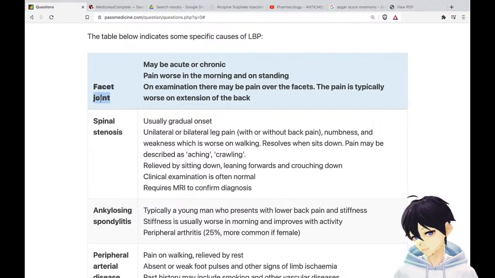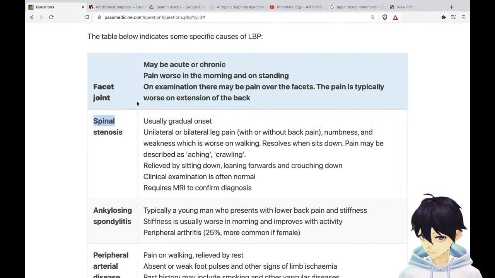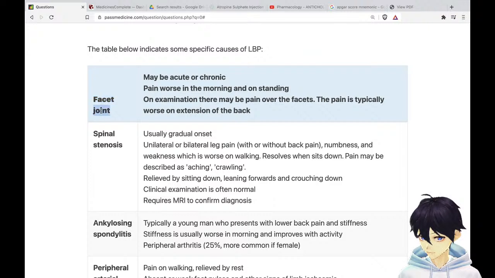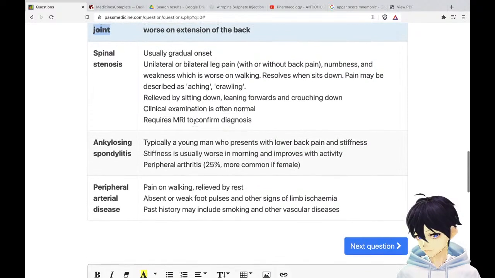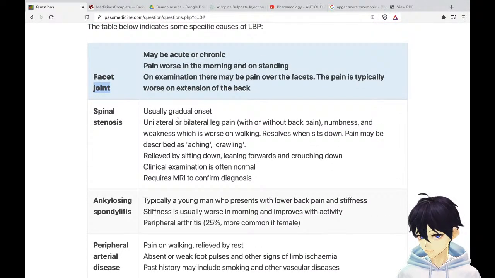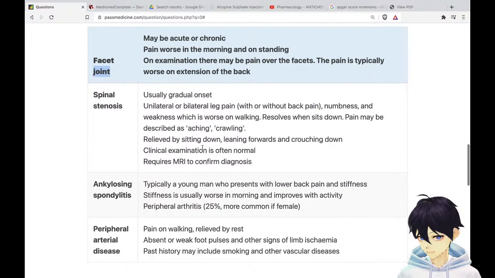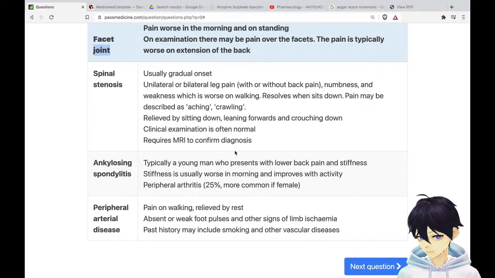The table below indicates some specific causes of lower back pain. You have the facet joint. Facet joint may be acute or chronic, pain worse in the morning and on standing. On examination, there may be pain over the facets. The pain is typically worse on extension of the back. Spinal stenosis, usually gradual onset, unilateral or bilateral leg pain with or without back pain. Numbness and weakness, which is worse on walking, resolves when sitting down. Pain may be described as aching or crawling, relieved by sitting down, leaning forwards, and crouching down. Clinical examination is often normal, requires MRI to confirm diagnosis.